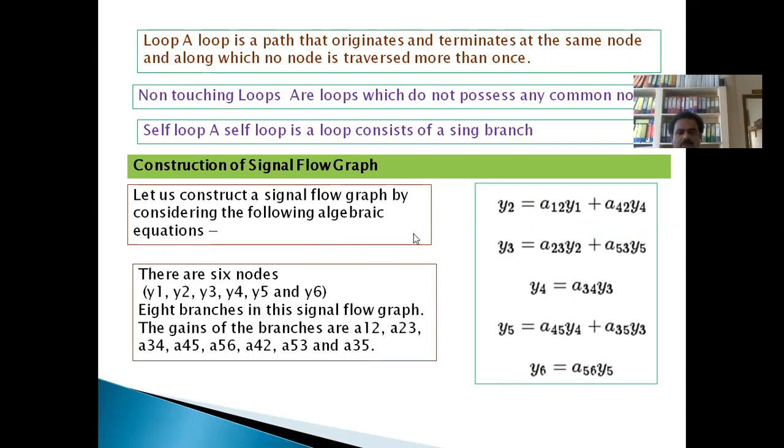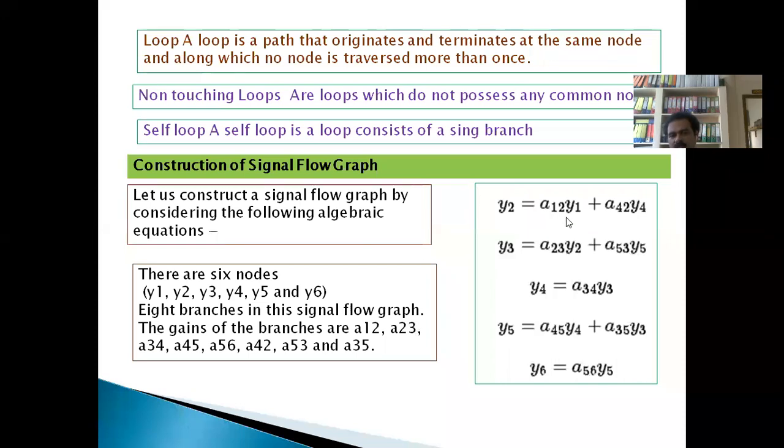Now if we observe, there are 6 nodes or 6 variables: y1, y2, y3, y4, y5, and y6. In these equations there are totally 6 variables or 6 nodes. First step, we have to identify the variables. The variables can be represented as nodes. And there are 8 branches in the signal flow graph.